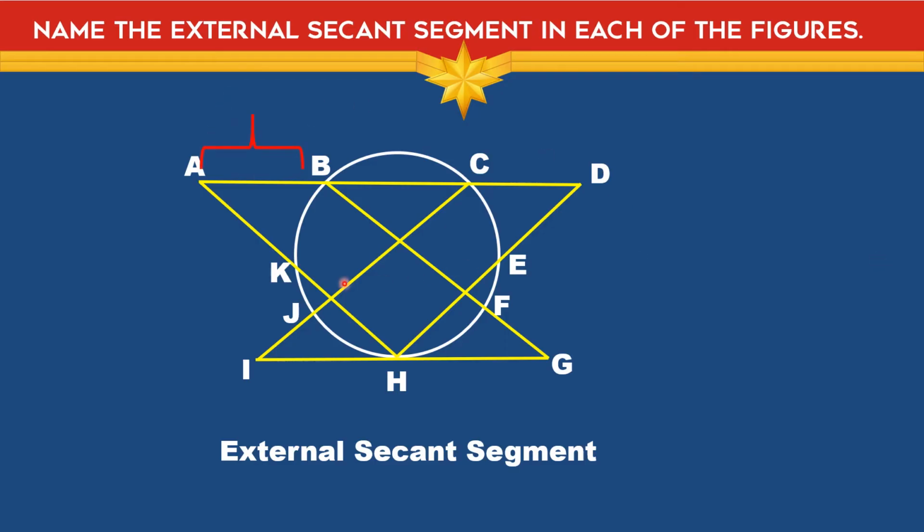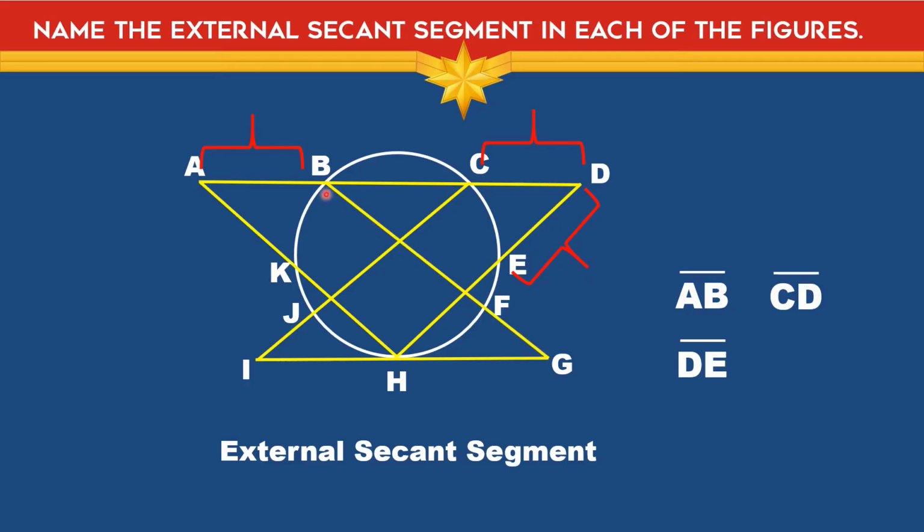Right. We have segment AB. And this one, segment CD. How about if we are referring to segment DH or HD? What is the external secant segment? That is correct. It is segment ED or DE.